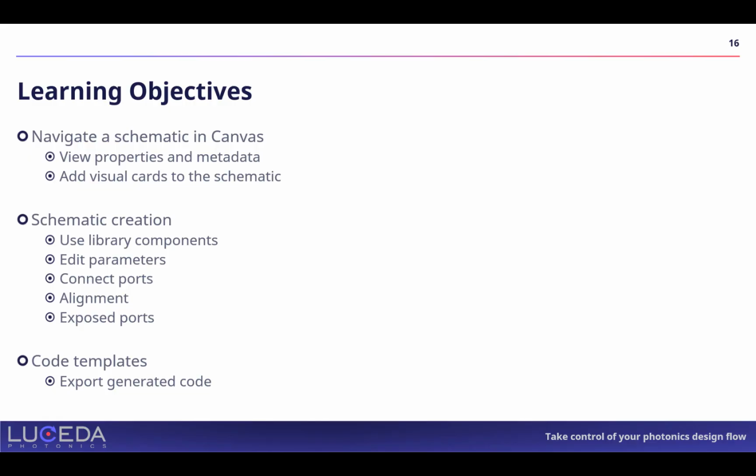In this tutorial, we've seen how to implement a schematic in Canvas. We've looked at how you can import a library and drag and drop the components. We've seen how easily you can align them and view and change the properties and metadata. From there, we eventually generated a code where we simply right-clicked on the schematic and exported a piece of code that we could work with.